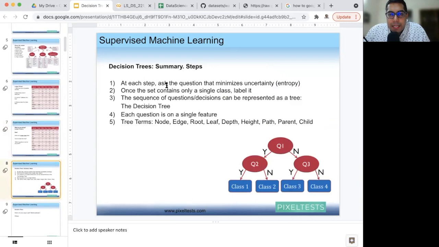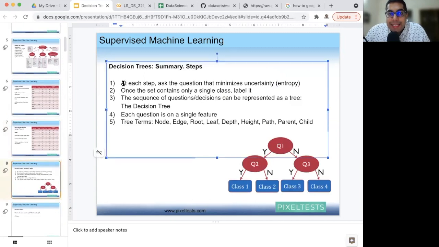So at each step, ask the question that minimizes uncertainty. Forget about that right now. Once the set contains only a single class, label it. The sequence of questions or decisions can be represented as a tree.